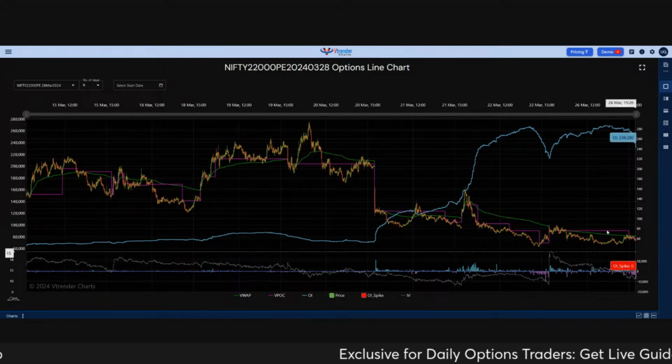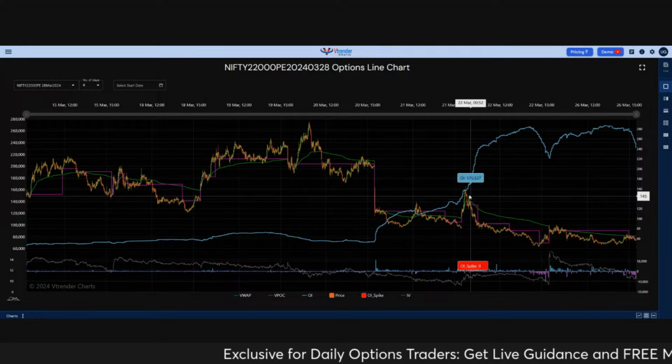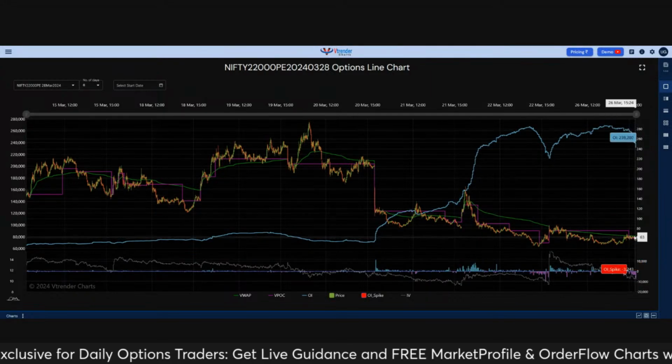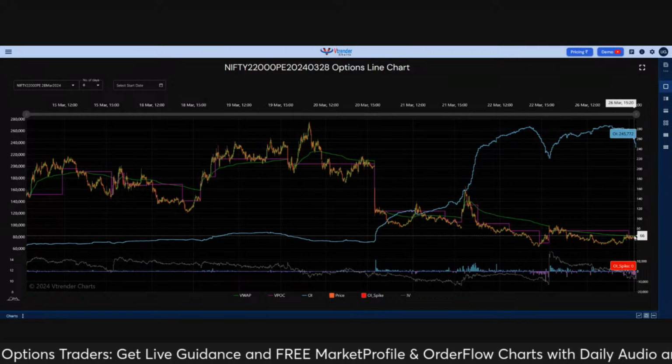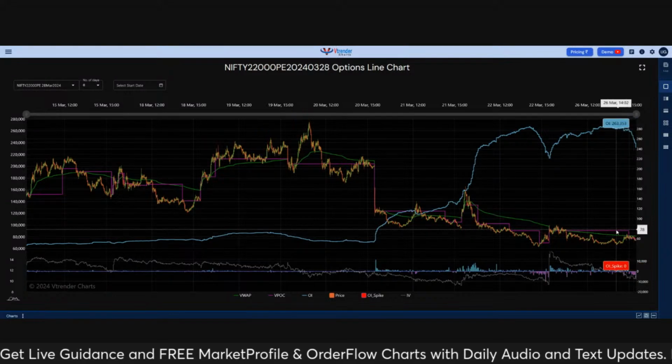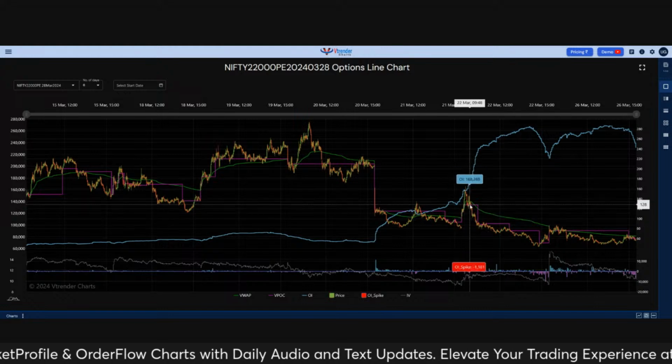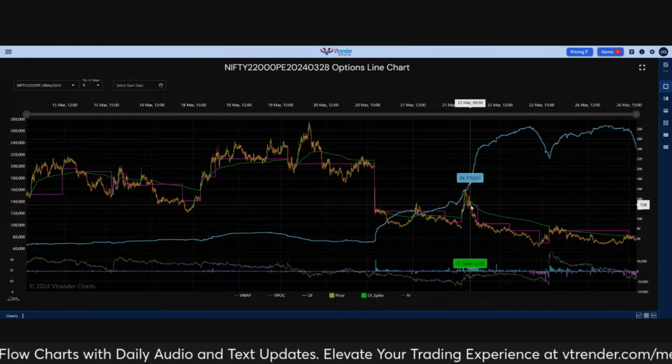As of now, you can see the open interest has been building in this put, and the POC and the VWAP are around the 60-67 zone. And today's highest POC was at 80 levels. No, sorry, we have the highest POC at this 120, 128 level.